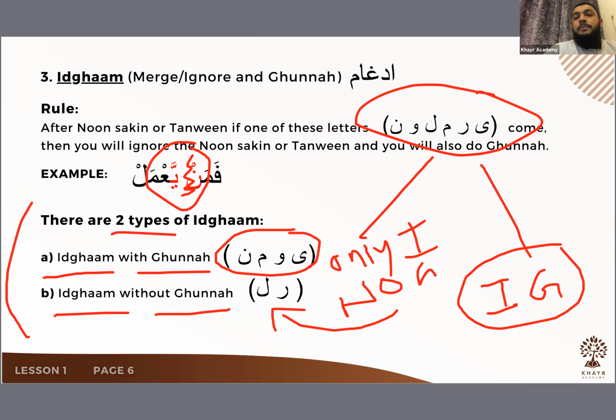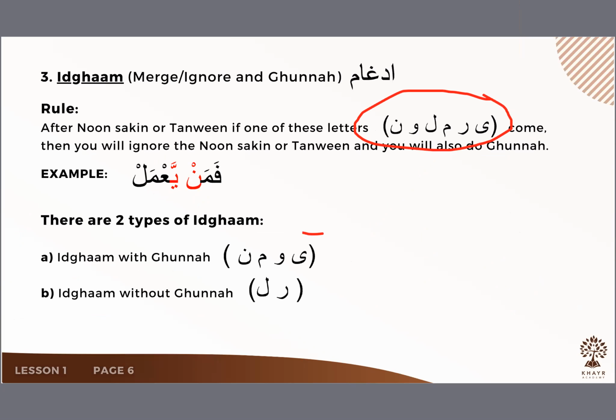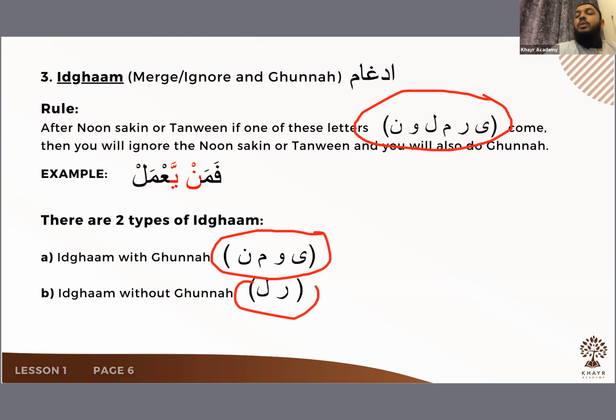So far, is this okay? It is not 100%, I know, because we haven't done it practically. But inshallah, once we do practical, it's going to be clear. Just remember this for now. The letters of idgham are ya, ra, mim, lam, waw, nun, or yarmalun. There are 2 types of idgham. One is idgham with ghunna.